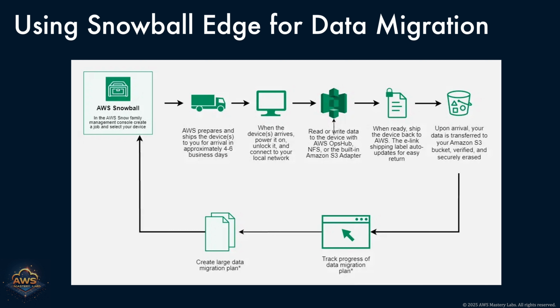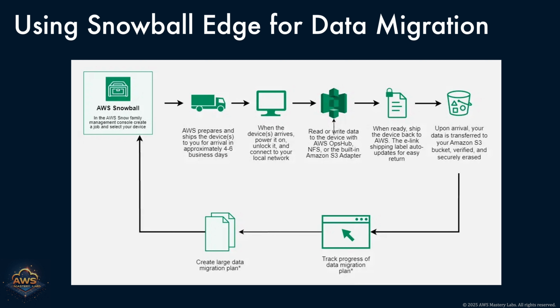When the transfer is complete, you ship the device back to AWS, where it is securely received at the appropriate AWS facility. From there, your data is uploaded into an Amazon S3 bucket of your choice. Once the upload is verified, the Snowball device is completely wiped clean, ensuring your data remains private and protected.